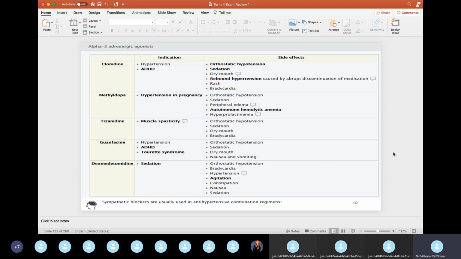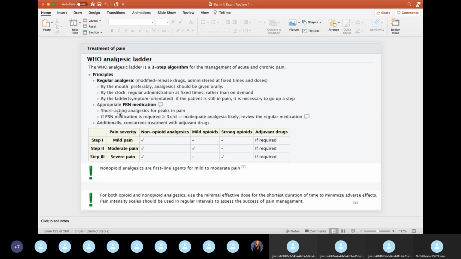So alpha 2, antihypertensive, clonidine, methyldopa. Methyldopa, safe in pregnancy. Common side effect of both, orthostatic hypotension. We're good so far? Yes? Okay. So know the names, as I've said, know the names, the drug class, indication, mechanism of action of each, and the side effects.